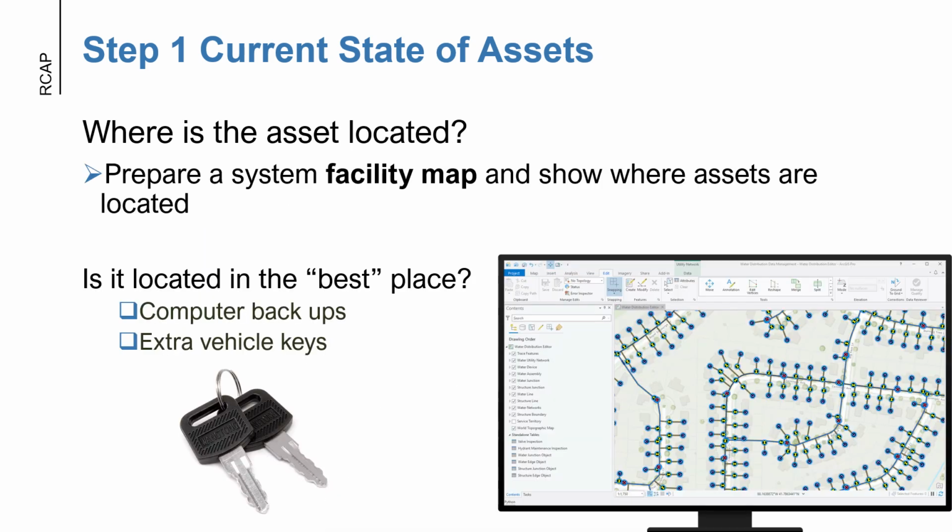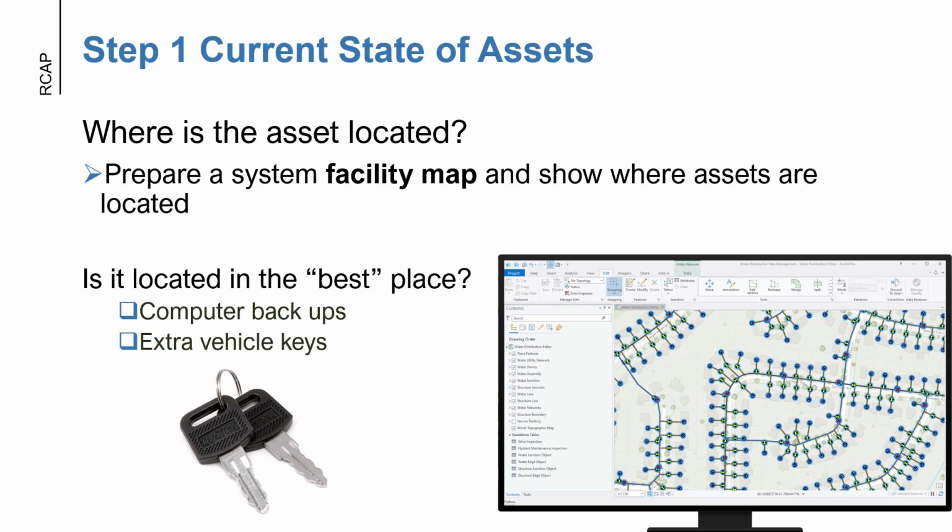Questions you'll want to answer about the current state of your assets: where is the asset located? It can be helpful to prepare a system facility map to show where they're located. And also when you're getting to this part of the process, you'll probably want to think about if your asset's located in the best possible place. Especially thinking about things like computer backups, you probably don't want to have them in the exact same place as the computer, because if something happens to the place the computer is stored, if the backup's in the same place, well, they're both going to go.